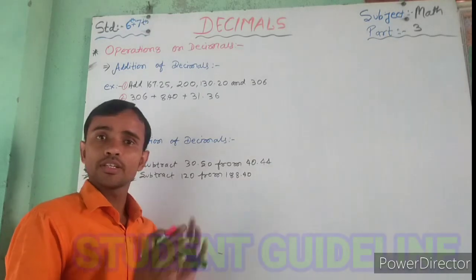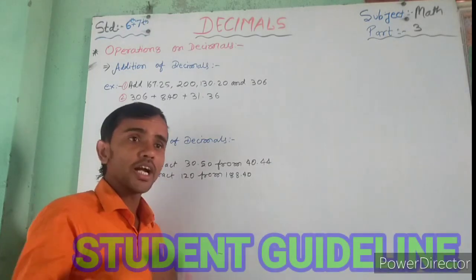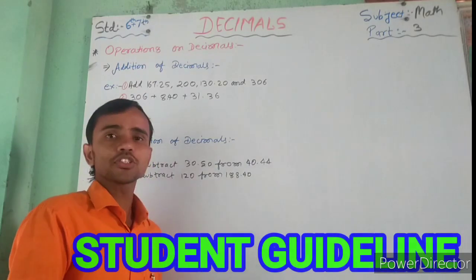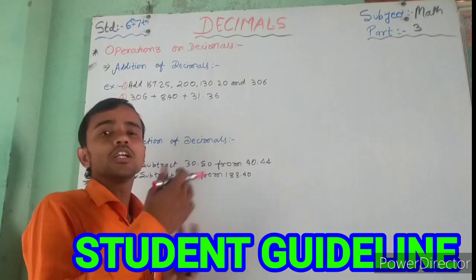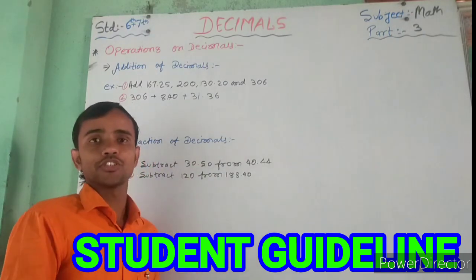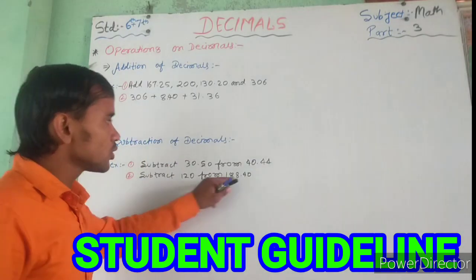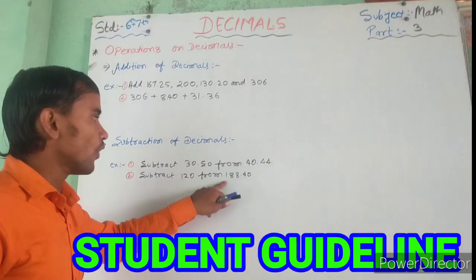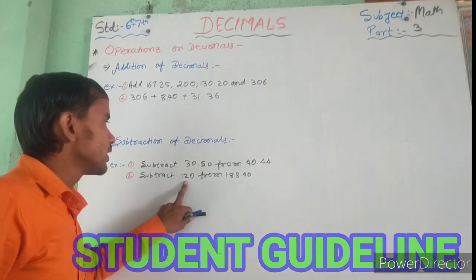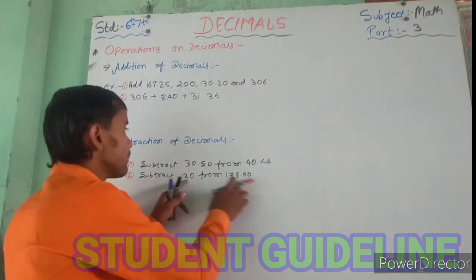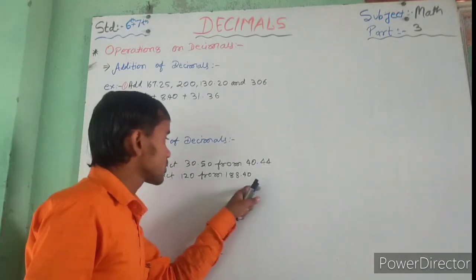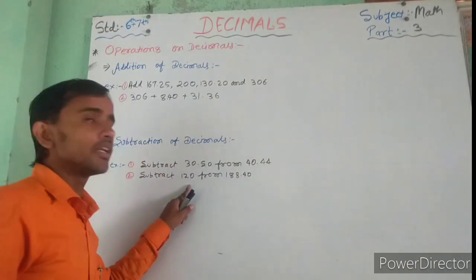Firstly, questions are given. Then the first step to solve the question is to convert to like fractions. How do we convert decimals to like fractions? If you see an example here, 188.40, is that clear? And next here, 120. So when we add, subtract, multiply or divide the numbers, firstly convert to like fractions.